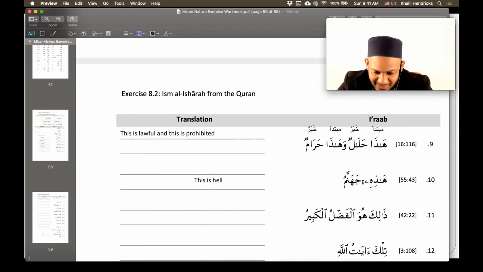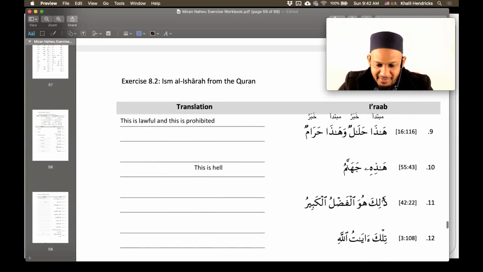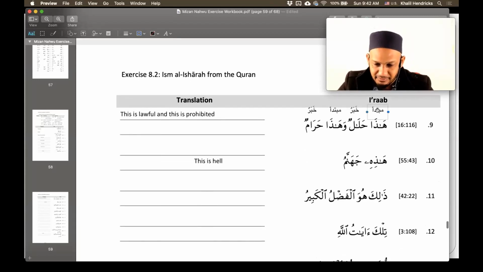There's no al there, so we add "is" and "a." This is hell. What are the labels on the two? هذه would be your mubtada, and جهنم would be your khabar. Okay, perfect. This will be mubtada and this will be khabar. And again, whenever you say something is something, you have mubtada and khabar. Okay, good.